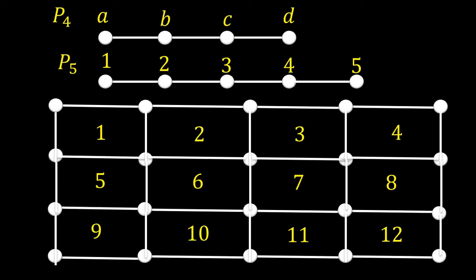Again I repeat, there are 12 squares in this graph, so its answer is 12, because there are 12 squares in the Cartesian product of P4 and P5. So this is the answer. I hope you understand it.